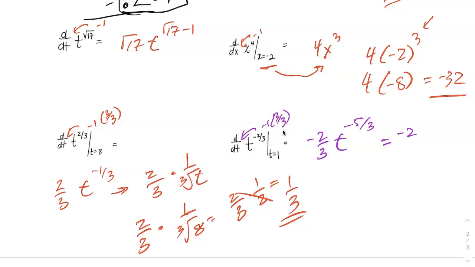I should do the work and not talk. I'm sure you feel like that most of the time, but whatever. So I get this, and then this. 1 to any power is just 1. So all I really do is get negative 2/3. And there we go. That's the worksheet.